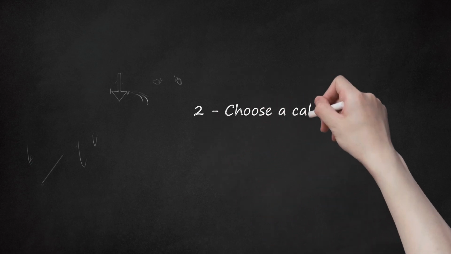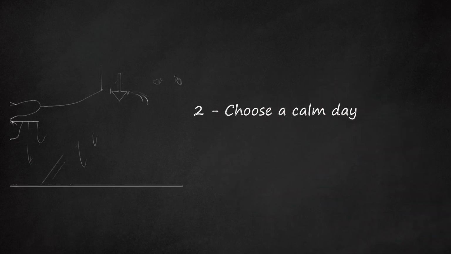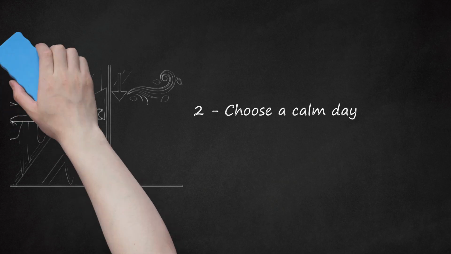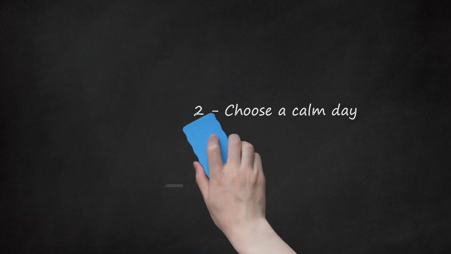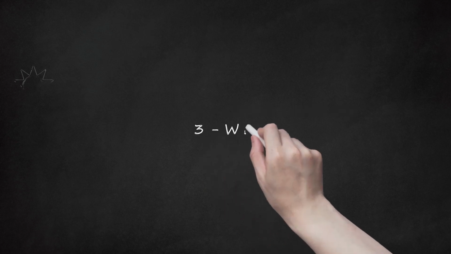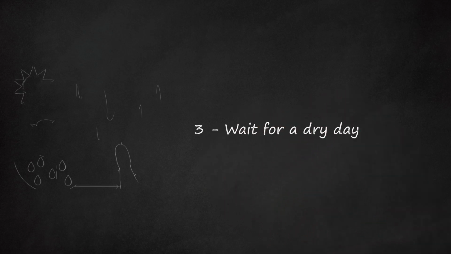2. Choose a calm day. Wind is another factor that can dry your cleaning solution prematurely, and this will also lead to streaks on your window. Wait for a day that's calm and with as little wind as possible. Not only will the wind dry your cleaning product quickly, but it could also blow dirt and debris onto your freshly cleaned windows.